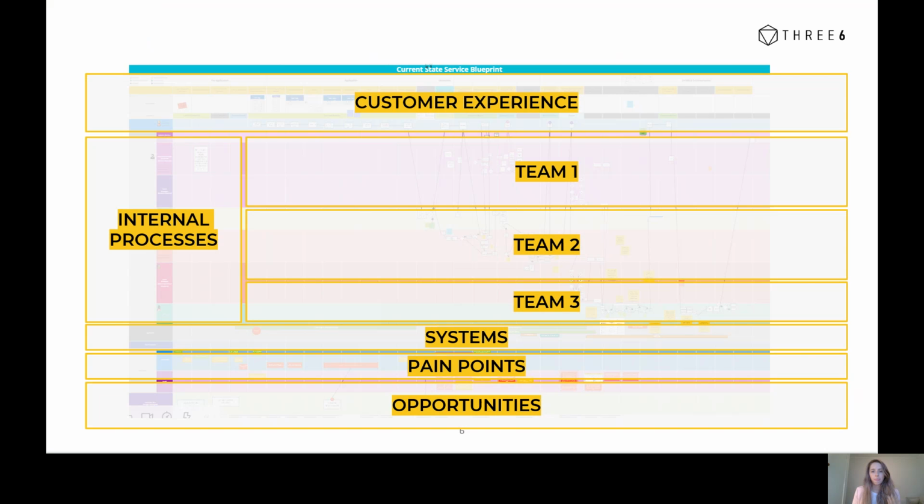So for example, here you can see a layout for a service blueprint where we have the customer experience, 3 different teams, and their systems, pain points, and opportunities. And what is important is to see where teams and experiences are impacting others. So it may be that one team is impacting another one, or one of those teams' actions is impacting the customer experience. And of course, all of them together are making some good or bad impact on your customer experience.